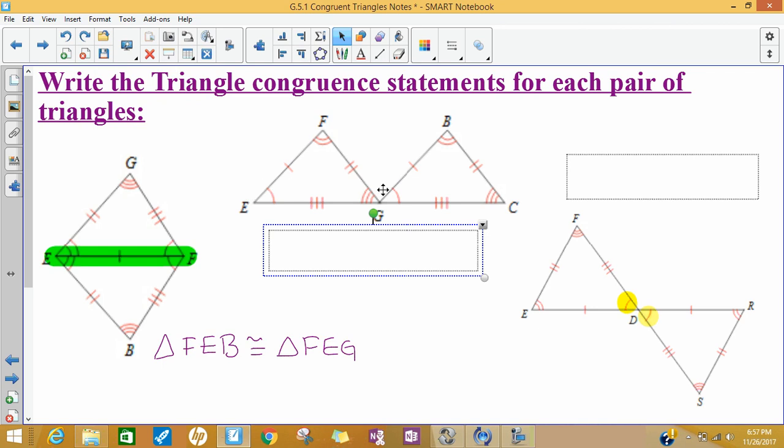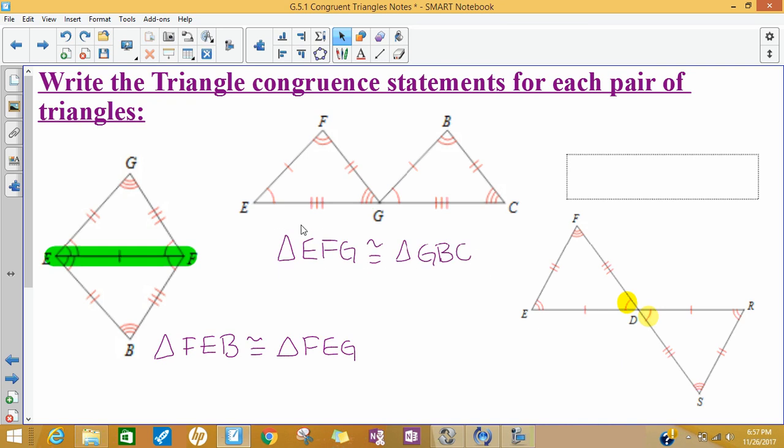Here, E is congruent in this left triangle to G in this right triangle. So I'll start with E and G. F and B are congruent, so then I'll go F and B. And then my last letters in this triangle, G is congruent to C in the triangle on the right. Last but not least, D is in both triangles, so I'll start with D. E and R correspond, they have 2 arcs. F and S correspond, they have 2 arcs as well. Or I'm sorry, they have 3 arcs. So those are my triangle congruence statements.